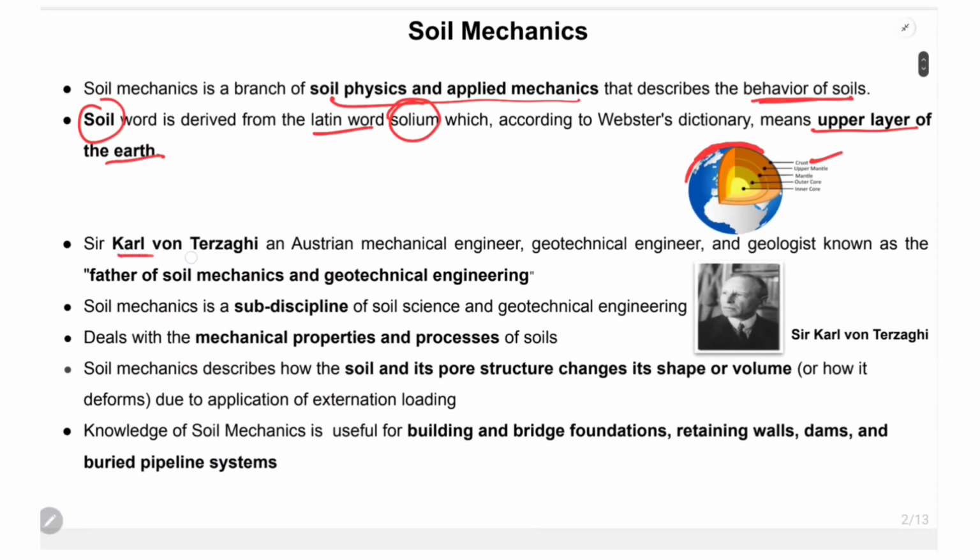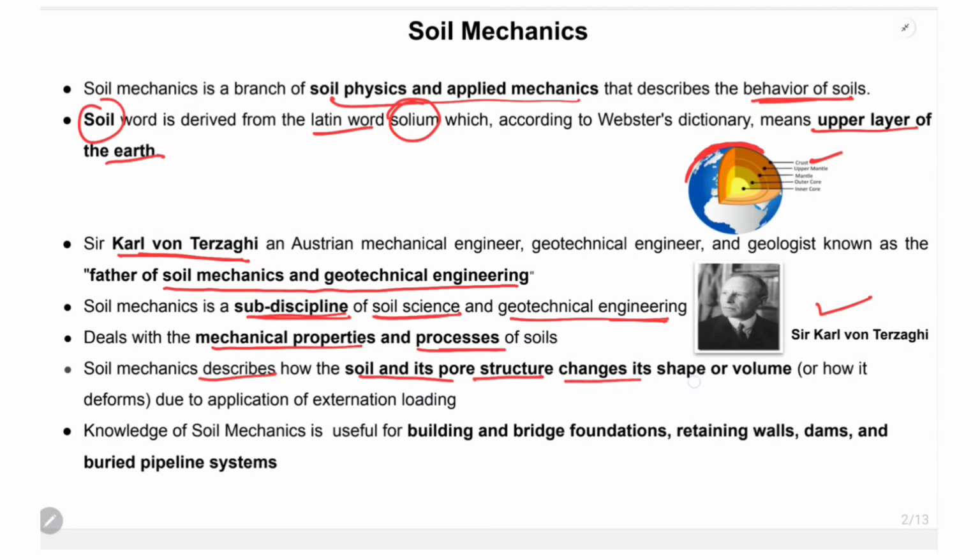Sir Karl Terzaghi invented the knowledge of soil mechanics and geotechnical engineering, so he is also known as the father of soil mechanics. Soil mechanics is the subdiscipline of soil science and geotechnical engineering which deals with the mechanical properties and processes of soil. Basically, in soil mechanics we study how the soil pore structure changes its shape and volume when acted on by external loading. Whenever a certain load is applied to the soil, how the soil behaves, we study in this aspect of soil mechanics.